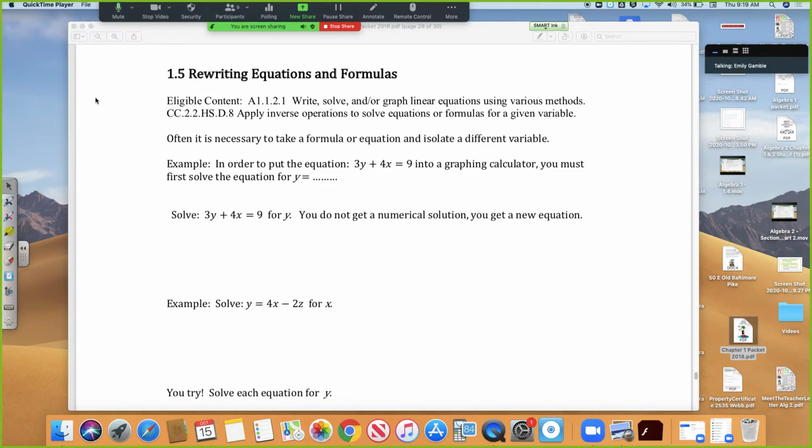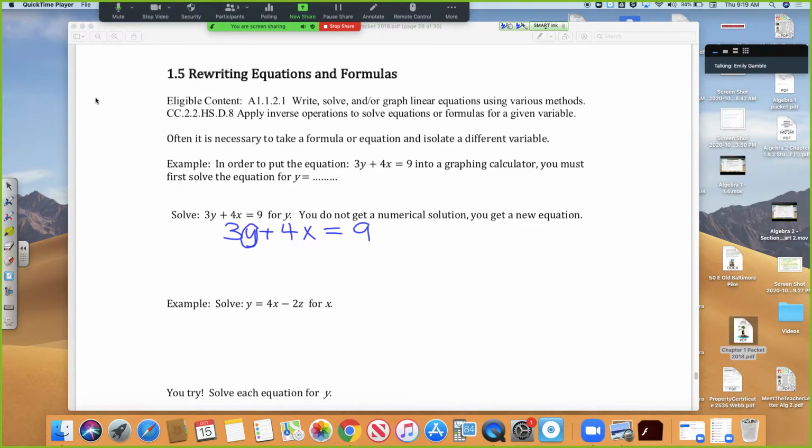But today we're learning the last section, rewriting equations and formulas. Basically, we're going to see equations like 3y plus 4x equals 9, and we're going to solve the equation for a specific variable. If you don't have your packets, just write what I'm writing on the board on your piece of paper: 3y plus 4x equals 9. We're solving this for y.